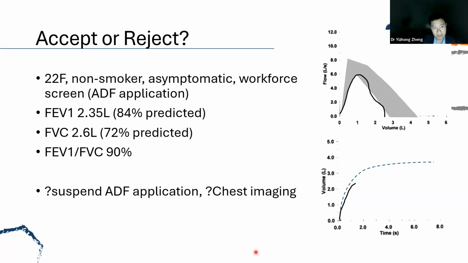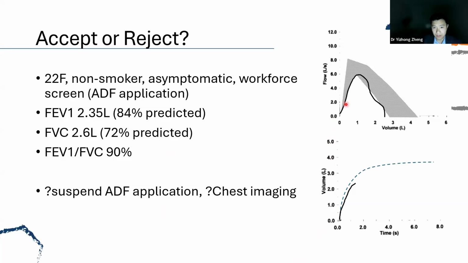Next case, 22-year-old female, non-smoker, asymptomatic, workforce screening for Defence Force application. The FEV1 is 2.35 litres or 84% of predicted. FVC 2.6 litres or 72% of predicted. So giving a ratio of 90%, so normal. It appears to have restrictive physiology with reduced FVC. Would you suspend their ADF application, refer them for further chest imaging?